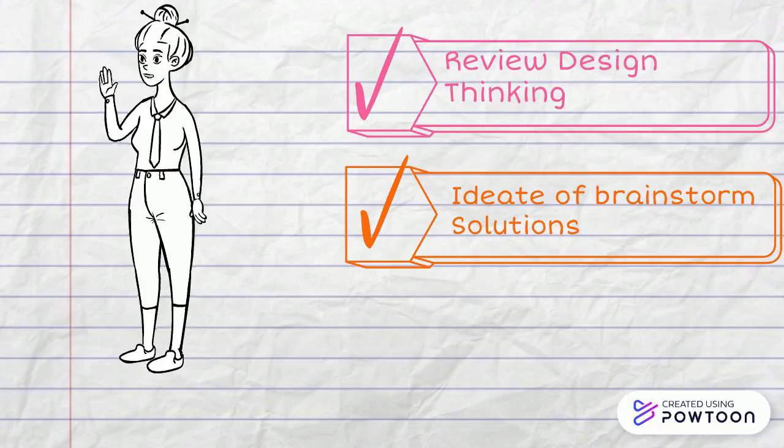Hi students, we are going to do two things today in Problem Solvers Clubs. We are going to review the design thinking process and we're going to move on to the third step, which is to ideate. Ideate means to brainstorm inventions that could help solve the problem in the story.